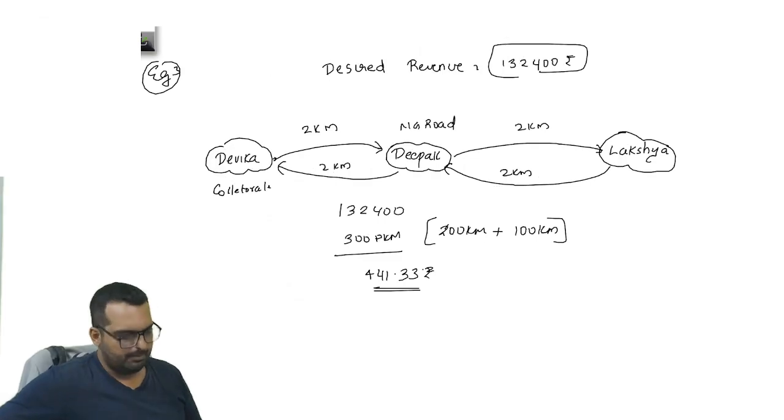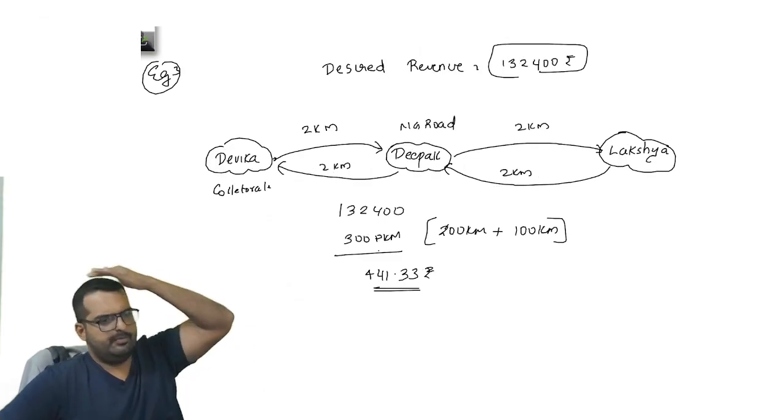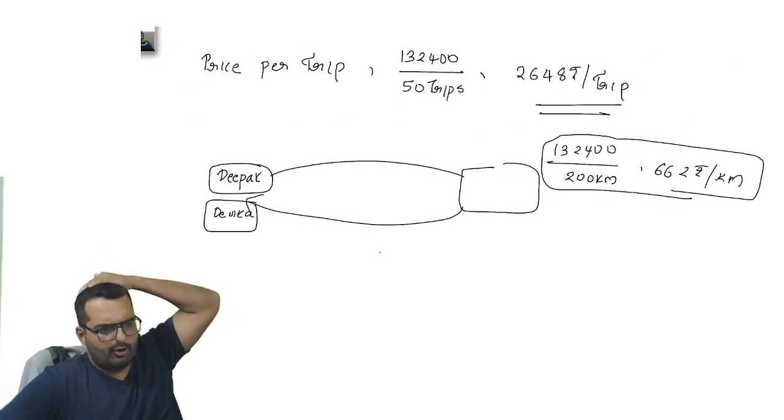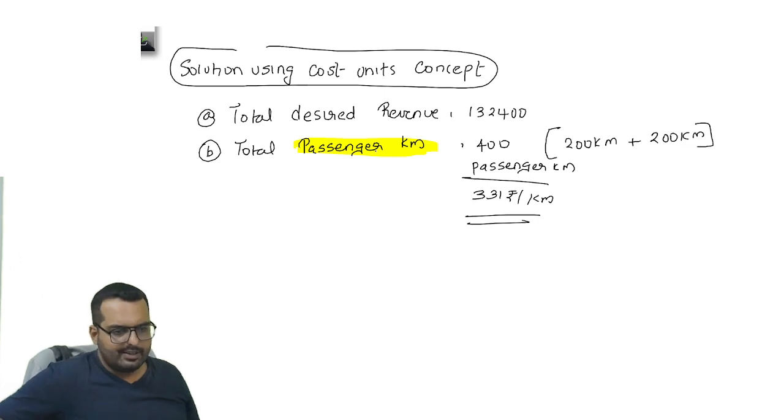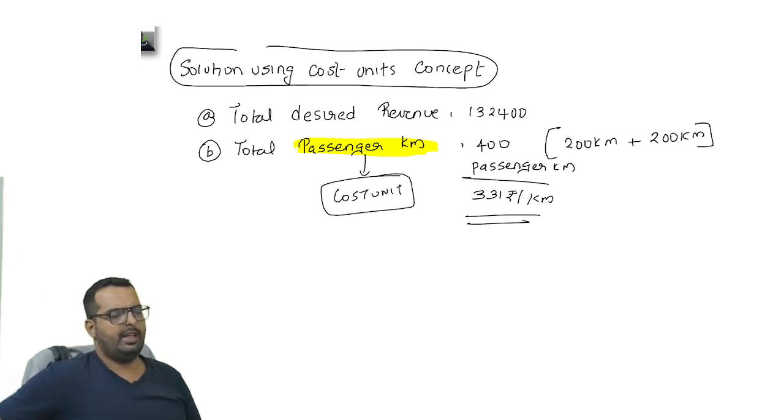Done, friends. Shall we take a break now? All right. So, friends, we are done with the concept of passenger transport. And here, this thing, passenger kilometer is what they call a cost unit. Everybody clear? Okay. After the break, I'll explain to you about goods transport also. Then we will do the problems together.